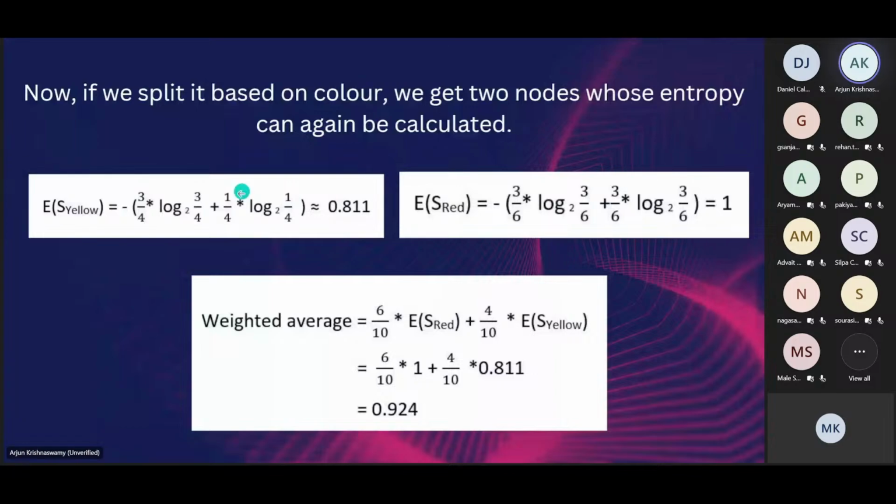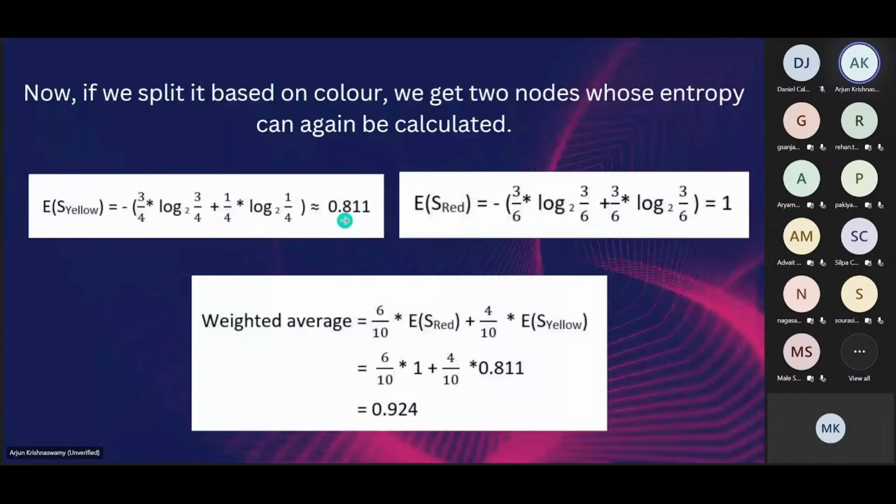And then again, we find out the individual entropy values, given by the same old formula, minus p_yes log p_yes minus p_no log p_no. Here, four observations have color yellow, six observations have color red. Out of the four yellow observations, three have outcome yes and one has outcome no. And here, three have outcome yes and three have outcome no. So when we find the entropy values for these two, we get 0.811 and 1.